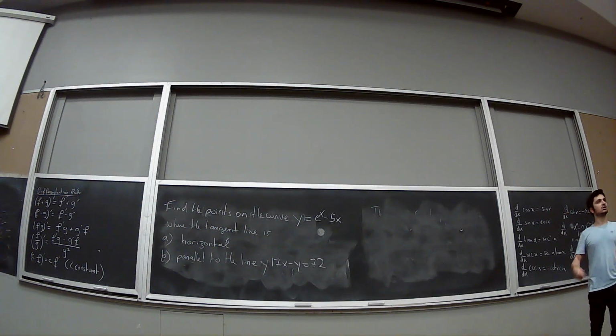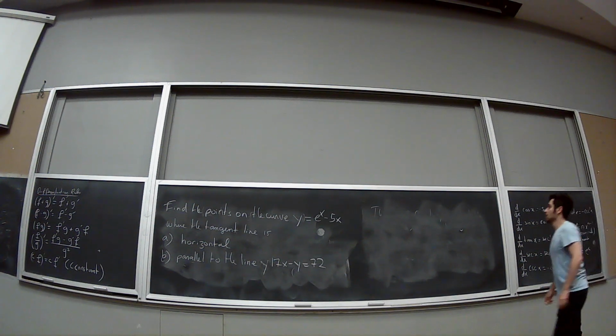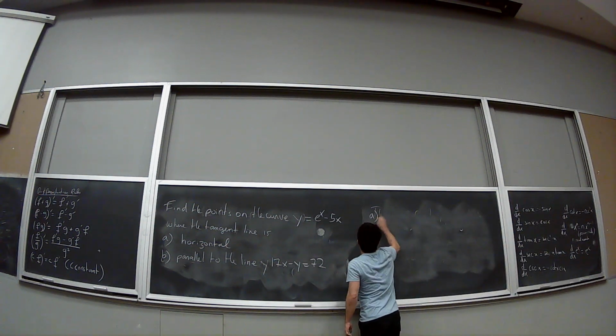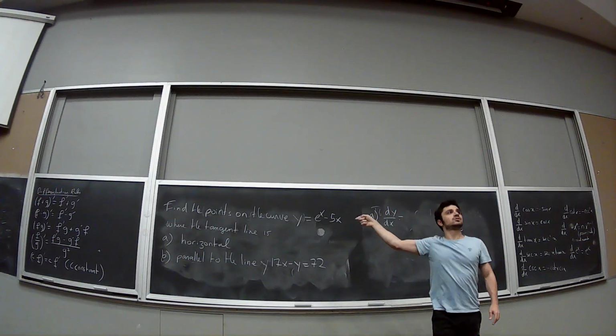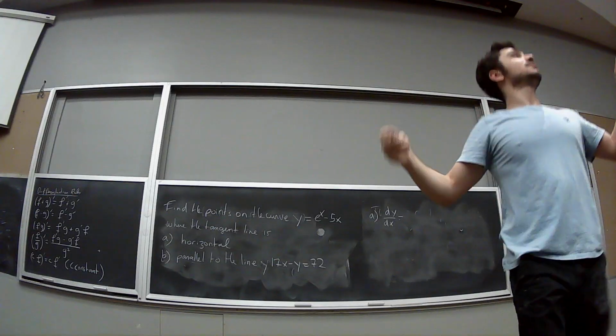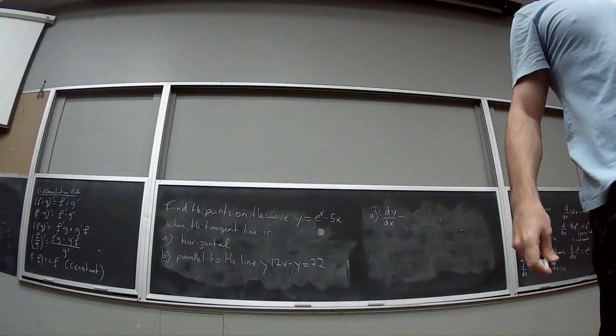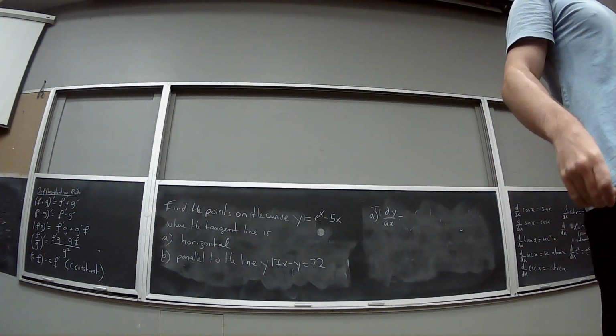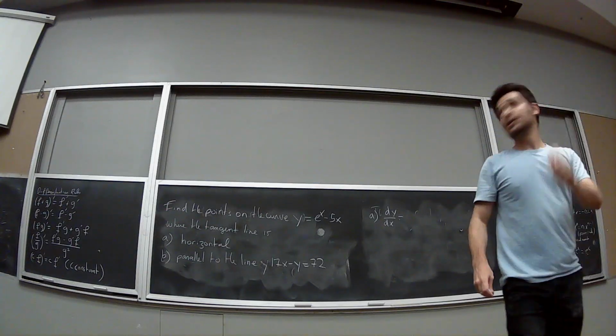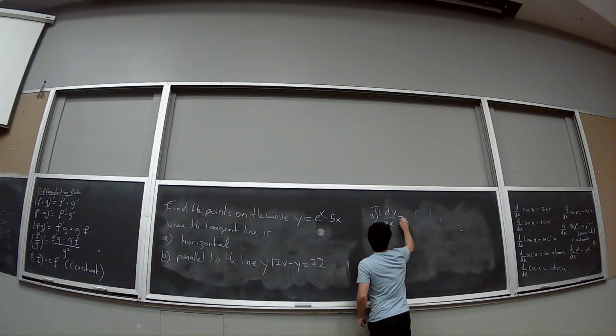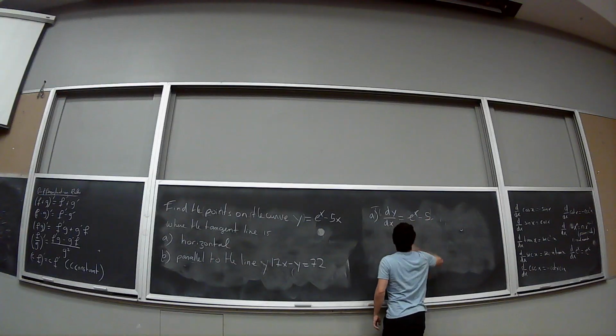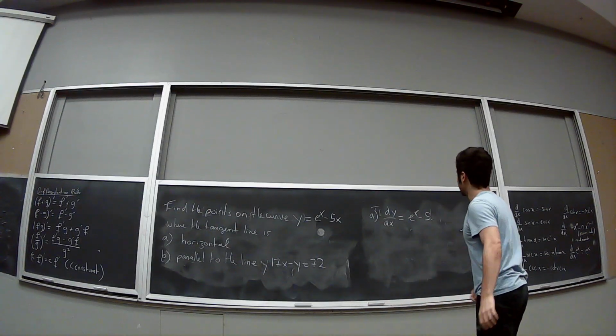And how can I find the slope of a tangent line at an arbitrary point? By taking the derivative, right? So dy/dx, what is that equal to? This is just dy/dx. Who wants to help? Yes, e^x minus 5, thank you. Great.